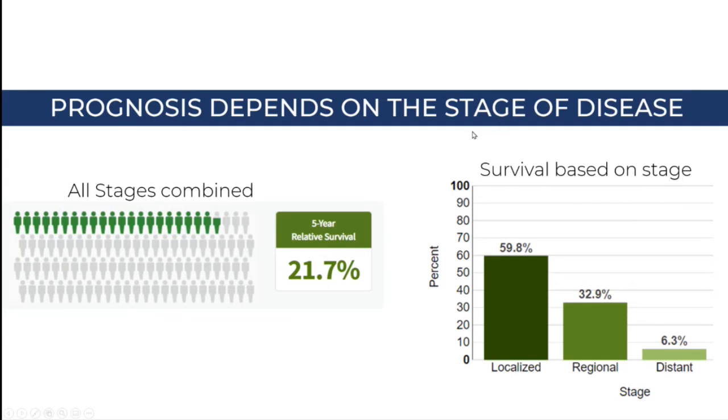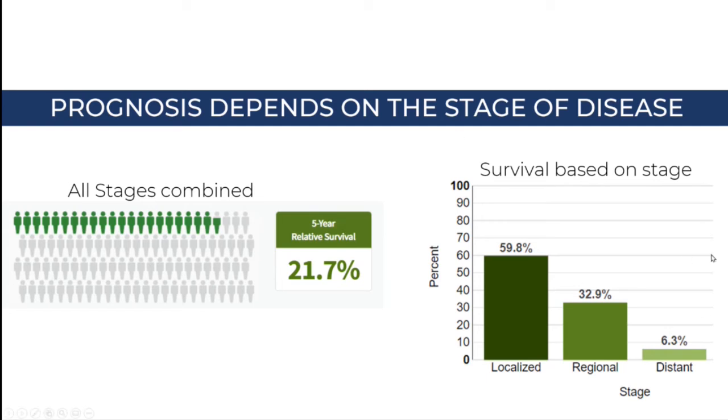Prognosis ultimately depends on the stage of the disease. As we know, there are stages. With every cancer, lung cancer has stage 1, 2, 3, and 4, and we'll get a little bit into the detail as the presentation proceeds towards the end. But all stages combined, the 5-year relative survival is about 22%. What that means is, this is combining stage 1 to stage 4. Out of 100 people at 5 years, 21.7% of people will be alive.